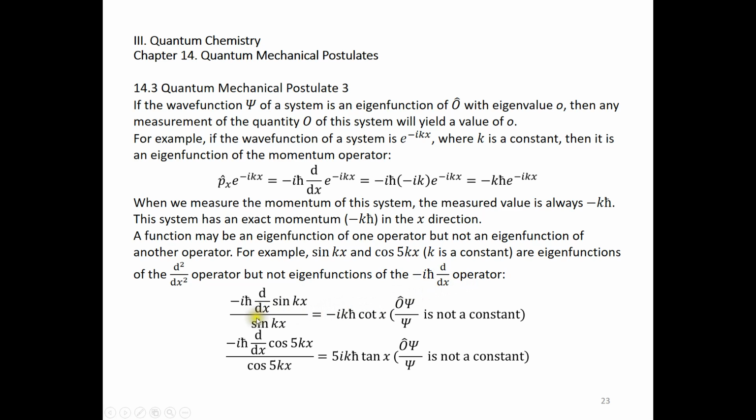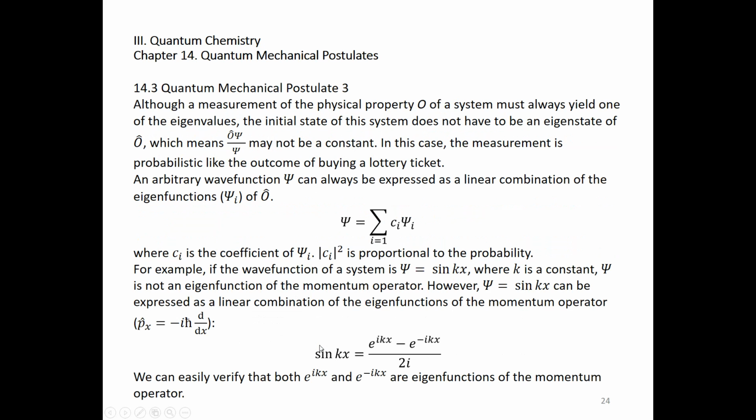We can double check. We can apply the momentum operator to sine kx and divide by sine kx. The result is definitely not a constant. Sine kx is not an eigenfunction of the momentum operator. Same here, if we apply the momentum operator to cosine 5kx and divide by cosine 5kx, we're not getting a constant, and therefore cosine 5kx is not an eigenfunction of the momentum operator.